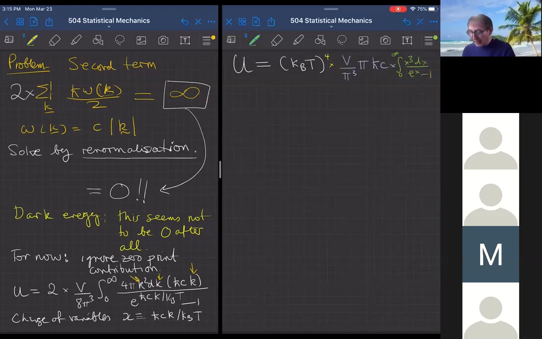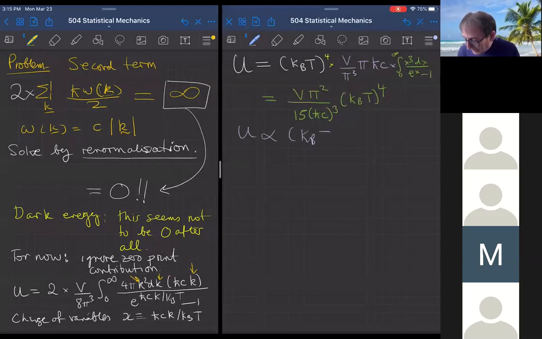And so when you put it all together, what you get is that this thing is equal to V times pi squared over 15 h bar times c cubed times k_B T to the power 4. And this k_B T to the power 4 is something that you learned on your mother's knee. The fact that u goes like k_B T to the 4th is the Stefan-Boltzmann rule. So that was known before it could be calculated.